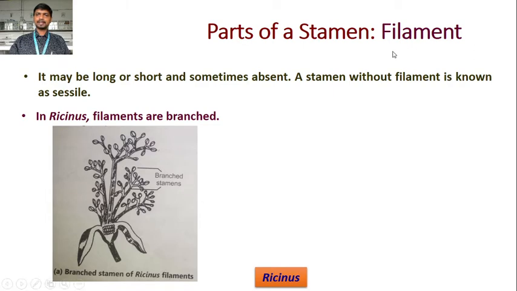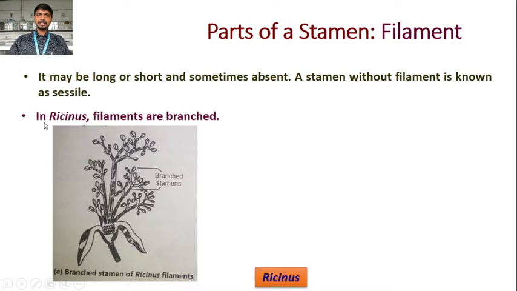Now the parts of a stamen. The first part is the filament, which is a slender stalk. It may be long or short and sometimes absent. A stamen without a filament is known as a sessile stamen. Like a sessile flower, where the flower is without a pedicel, similarly a stamen without a filament is known as a sessile stamen.